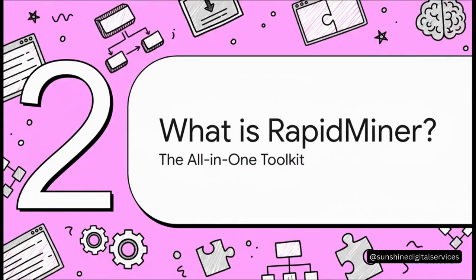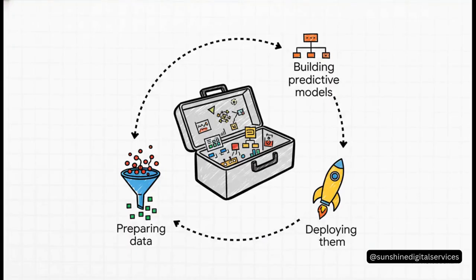Okay, so we've got the whole no-code revolution down. Now, where does RapidMiner fit into all of this? What does this platform actually do? Let's dive in. The simplest way to put it is that RapidMiner is your all-in-one data science workbench. It's built to handle the whole process, from getting your data ready to building predictive models and even getting them out into the real world, all from one visual place.